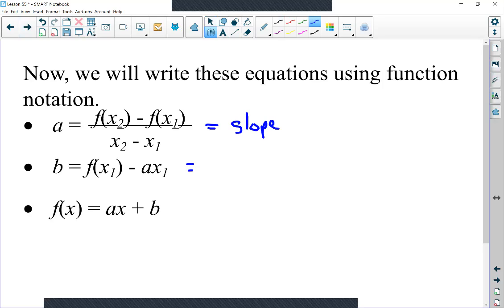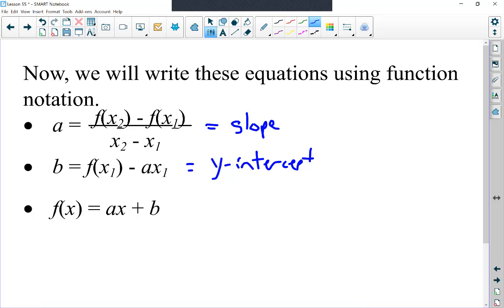Using that function notation, we take the y value at x1. So that's just f of x1 minus a times x1. So this is to calculate the y-intercept. And then instead of y equals mx plus b, you could see it as f of x equals ax plus b. So it's just another notation of what we've been doing for a long time.